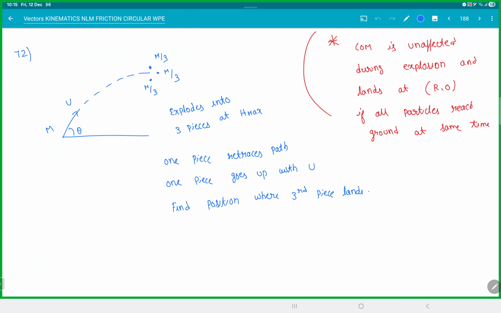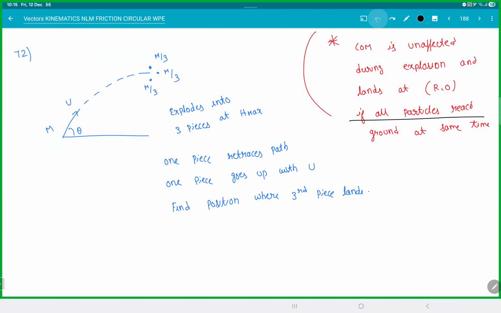Then this, I hope you remember, is a standard question. A bomb explodes into three pieces, one piece retraces, one piece goes up with speed u. Find the position of the third piece. And if you remember, there is a much easier case. If all the particles land on the ground at the same time, then that is the easiest question to do. The center of mass will still fall at r comma 0.